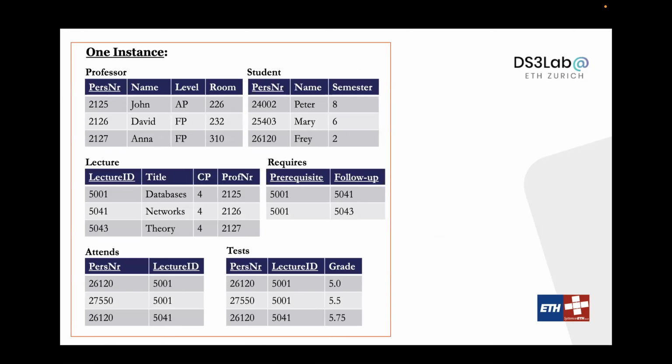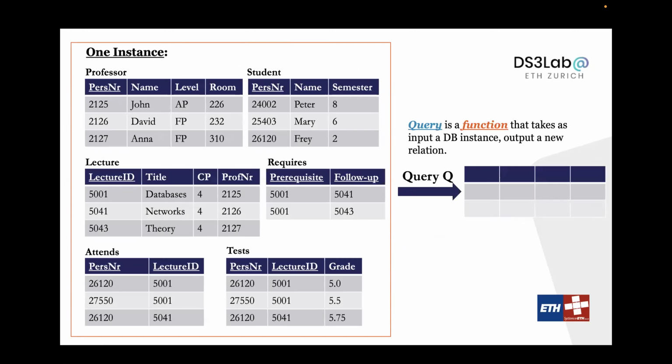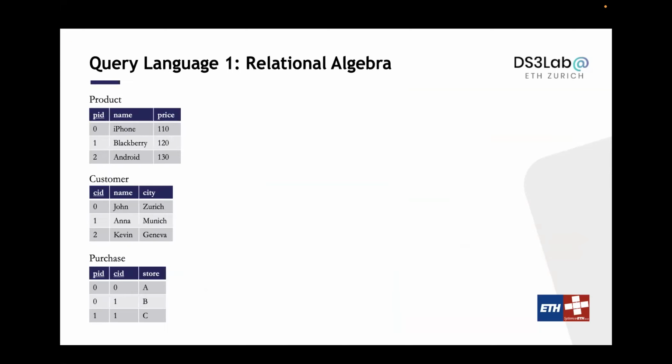And then we talked about how to query data stored in the relational model. So what do we mean by query? A query is simply a function that takes as input a database instance, which contains a set of relational instances, and outputs a new relation. And when we talk about a query language, we mean a language that allows you to specify a set of such functions. The power of a query language is described by the collection of functions that it can express.